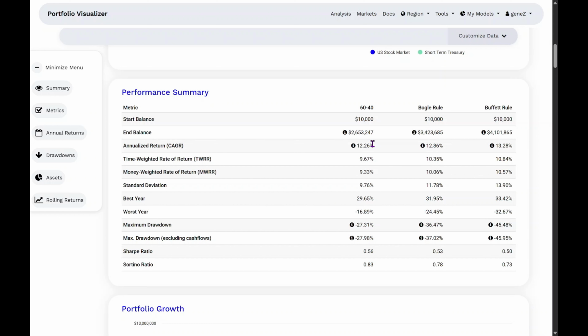Now, if we look at the performance summary, we can see that the Buffett portfolio ends with a higher balance and a better annualized return, around 13% per year. But it also comes with a lot more risk. The worst year saw a loss of nearly 33%, and the maximum drawdown hit negative 45%, which is massive. So clearly this portfolio doesn't perform well during crisis periods.